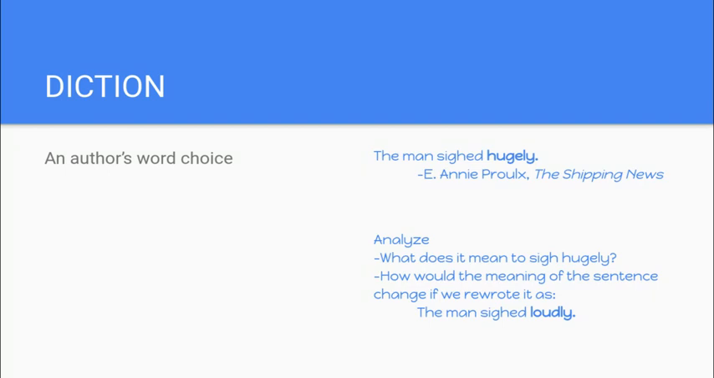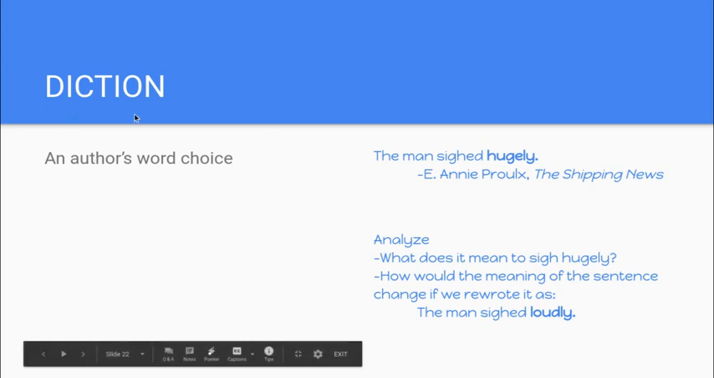So always pay attention to the words authors choose. People who are published are published for a reason. They're good at what they do. They don't just kind of throw things on paper usually, right? They're very mindful about their word choice. Right? And this one's easy to memorize. Diction looks like dictionary.